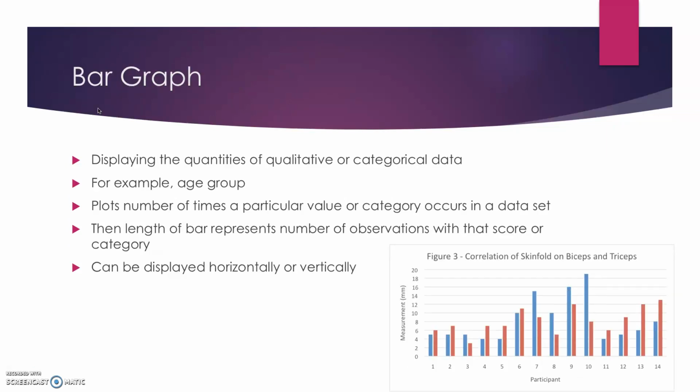Another way of presenting data is by using a bar graph. Once again, my graph example is down here, and this one shows the correlation of skin fold on participants' biceps and triceps. Bar graphs display the quantities of qualitative or categorical data. Now, an example of this could be age group or religious affiliation. The idea behind bar graphs is to plot the number of times a particular value or category occurs in a dataset. These types of graphs can be displayed horizontally or vertically, and in my graph, it's displayed vertically.